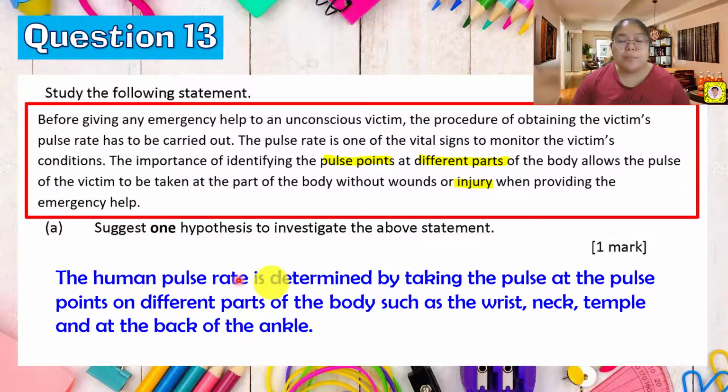Okay, the human pulse rate is determined by taking the pulse at the pulse point on a different part of the body. Okay, you give an example. So where do you want to find the pulse point? From here, they can say the wrist, the neck, the temple. Temple means here. This one we call the temple. Okay, after that, and also at the back of the ankle. So you give some examples, then enough. That's why we need to find the pulse point. Then you give examples of the pulse point for different parts of the body.